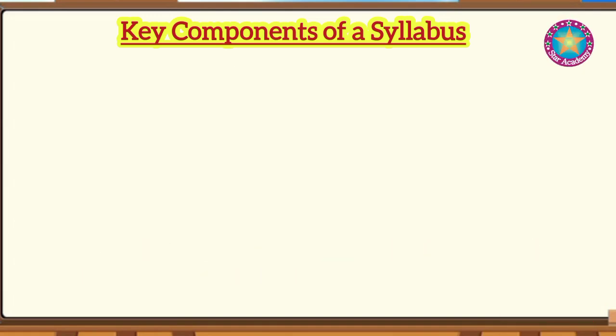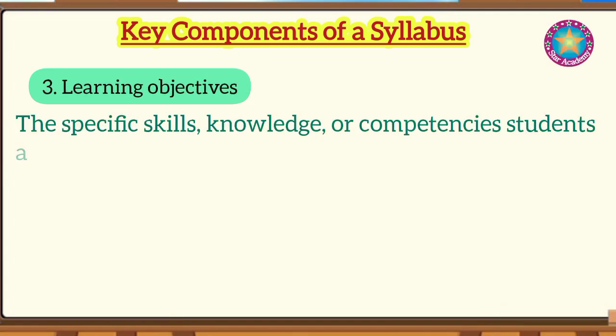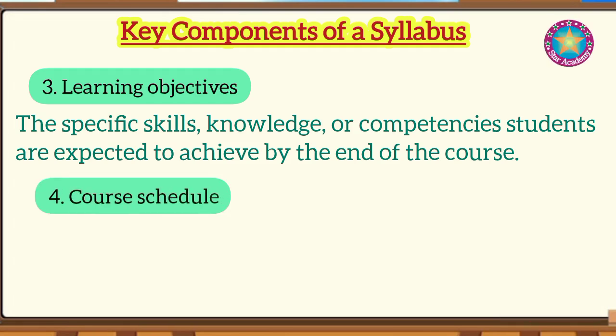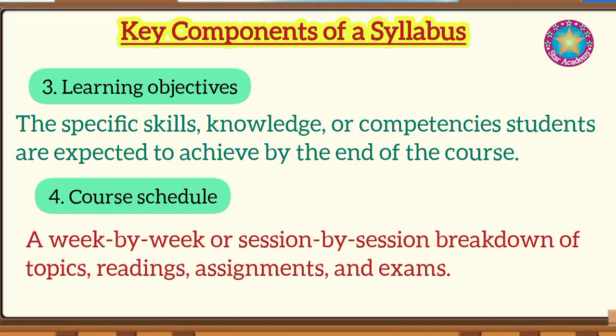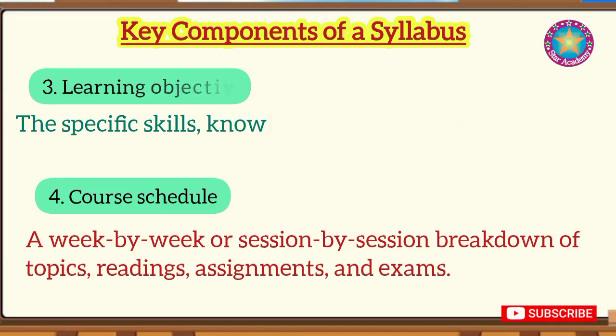Number three, learning objectives. Learning objectives are the specific skills, knowledge, or competencies students are expected to achieve by the end of the course. Number four, course schedule. A week-by-week or session-by-session breakdown of topics, readings, assignments, and exams.